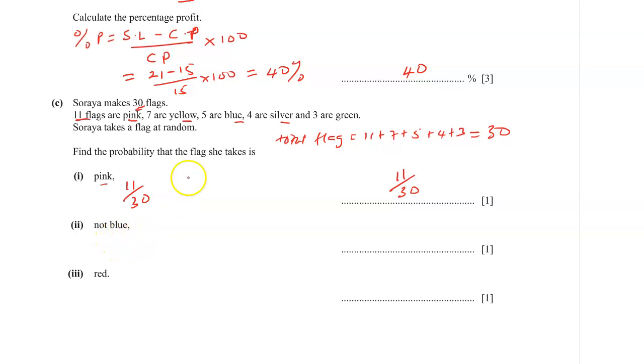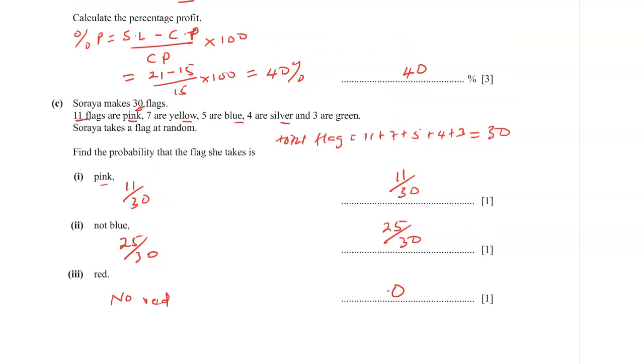Not blue. Blue is 5, so 30 minus 5 is 25. So 25 over 30 is the answer. Red. There's no red flag here, so there's no chance of picking a red flag. So 0 right there.